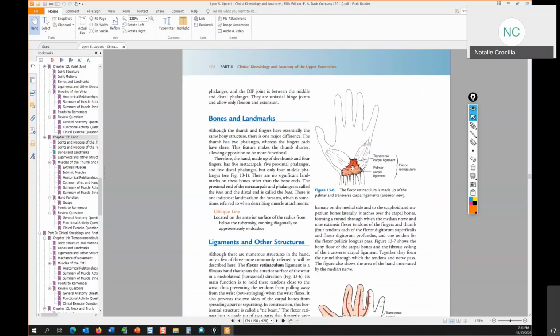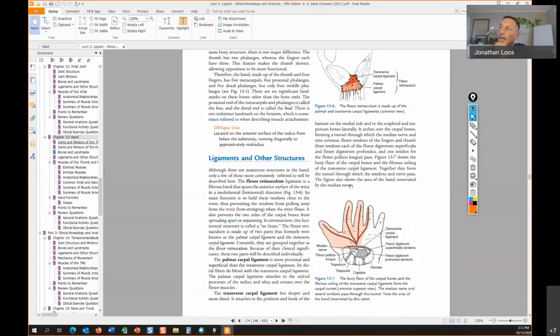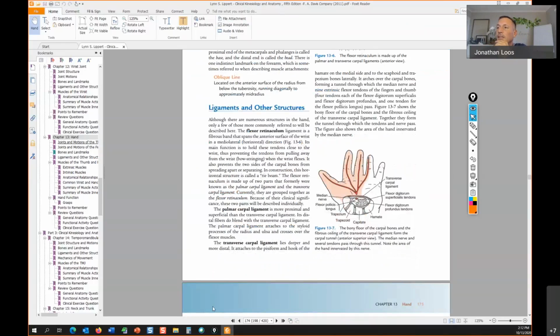So now we start getting into the bony landmarks and the ligament structure, and that's really the big thing. You have your thenar eminence, which is the thumb, and you have your hypothenar eminence, which is the pinky, the fifth digit, and then you have the flexor retinaculum, and this is what creates the roof of the carpal tunnel. So you have the transverse carpal ligament and the palmar carpal ligament, and you can see a cross section here. Actually, I like the image better from the other one.